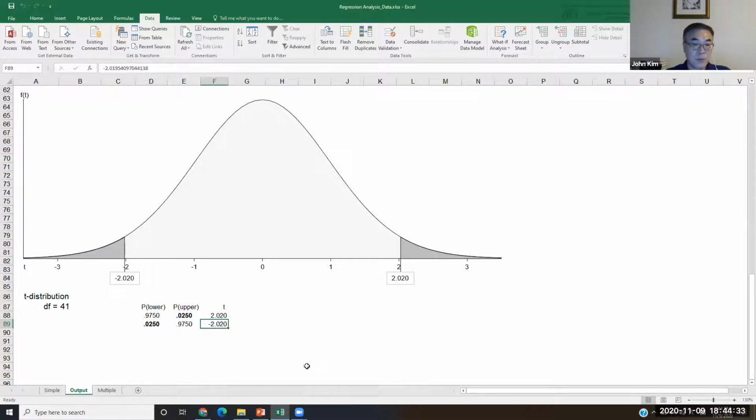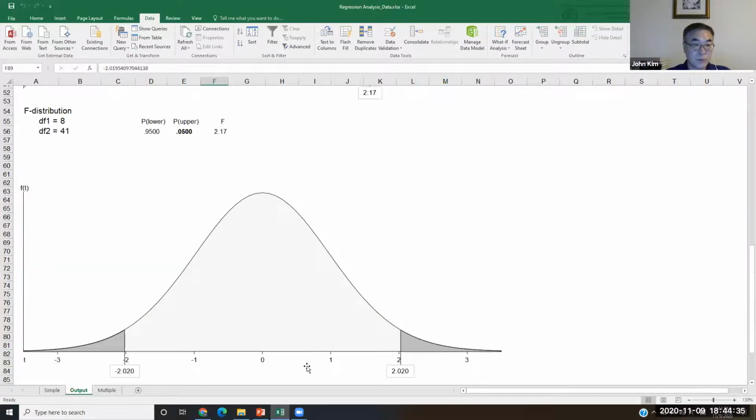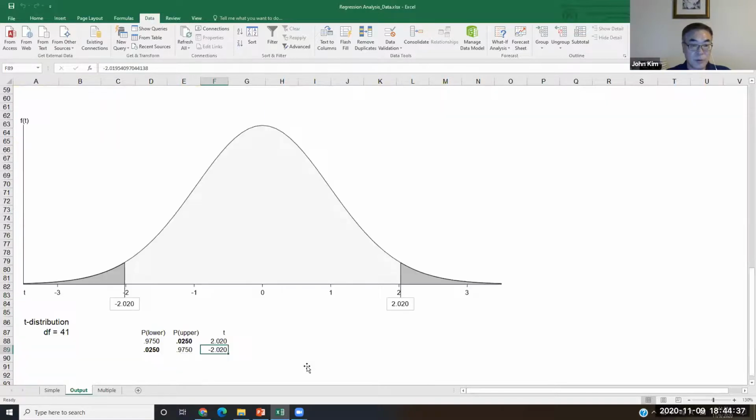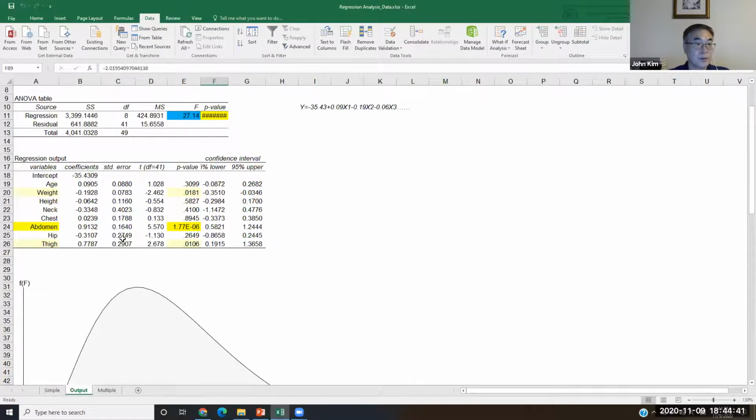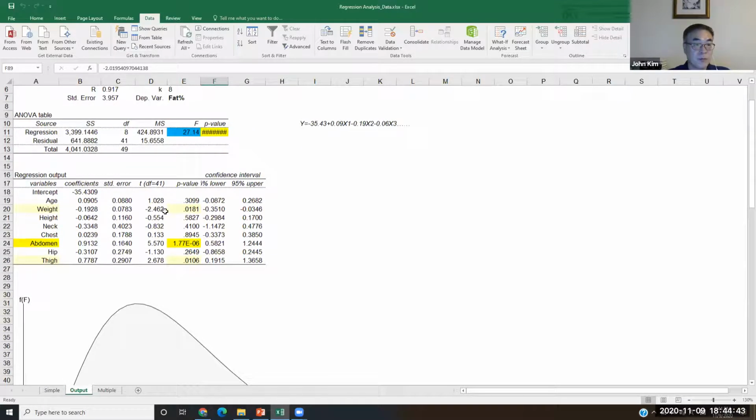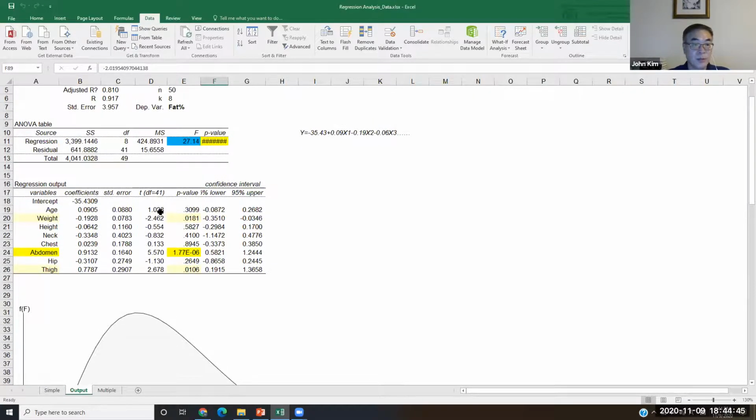So go back to plus minus 2.0. Here, test statistic 1.028. Do not reject, reject, do not reject, do not reject, do not reject, reject, reject, do not reject, reject. Do you know what I mean?